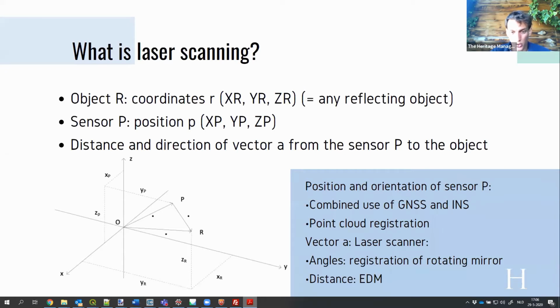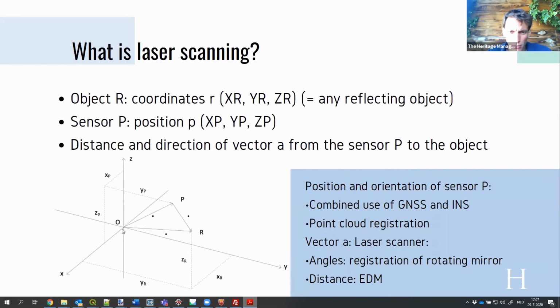Horizontal angles, vertical angles, and distances. That's something that you would also measure with a total station. And by doing that 100,000 times per second or 500,000 times per second, you are actually working with a laser scanner. So in conventional terrestrial laser scanners, most of the time, this P point, so the position of our laser scanner, is actually the same as the origin of our system.